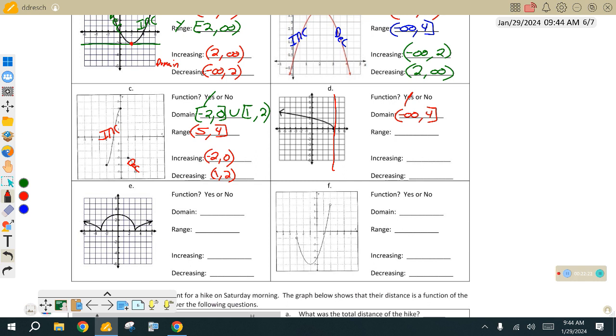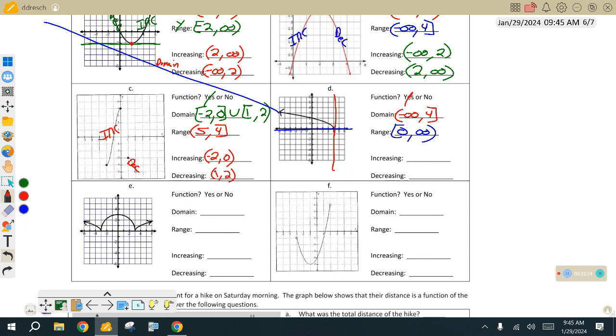We do have a floor here for a range at 0. Do we have a ceiling? We have no ceiling, do we? Because this graph, again, keeps going up, up, up, and forever. So no ceiling.